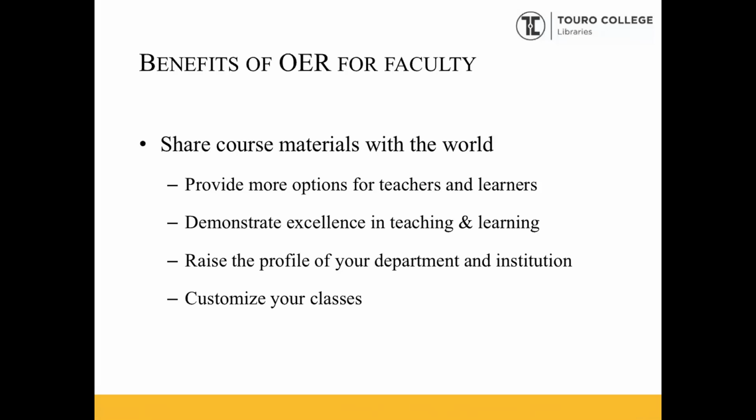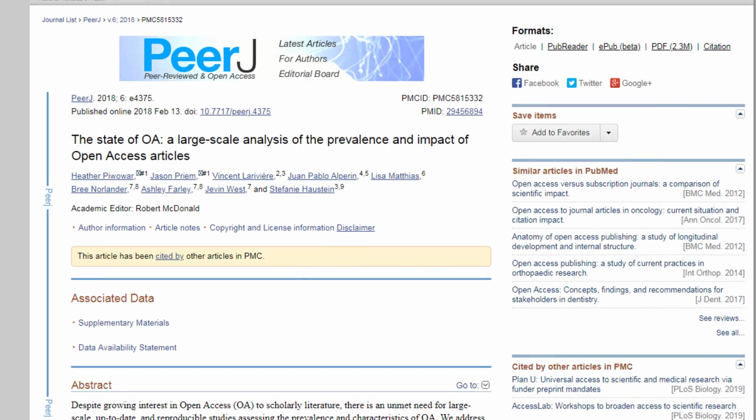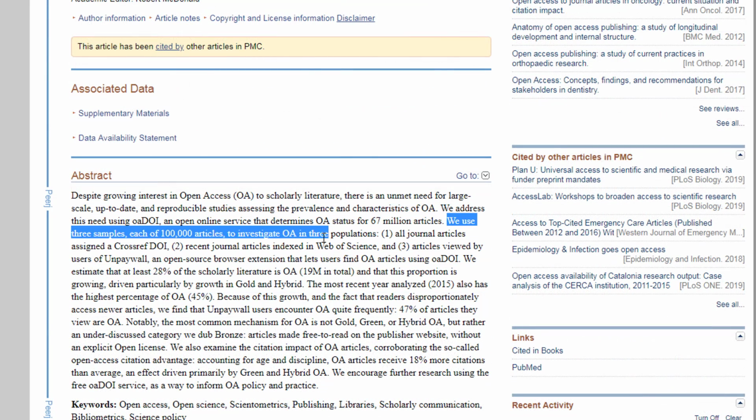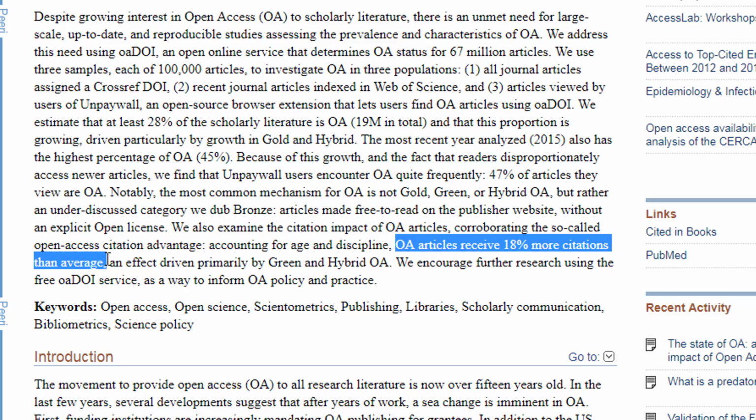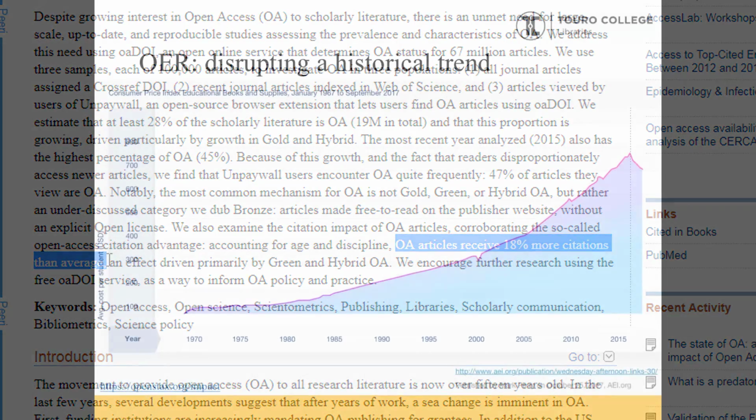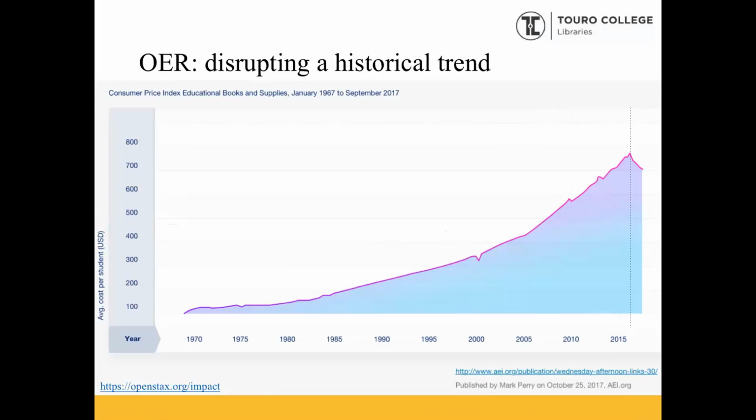You demonstrate excellence in teaching and learning and raise the profile of your department and institution. And you can also customize your classes. Incentives for authors and administrators are similar to those of open access to scholarly literature. So you have increased visibility and brand recognition. The price of textbooks has risen steadily since 1965. In 2017, there was finally a break in the trend, and specialists attribute this change partially to OER. Not only are they free, but they're also changing the market of textbooks.